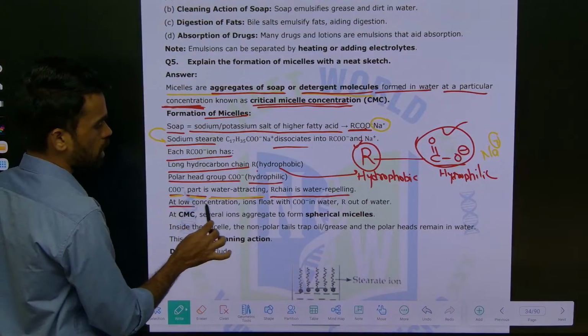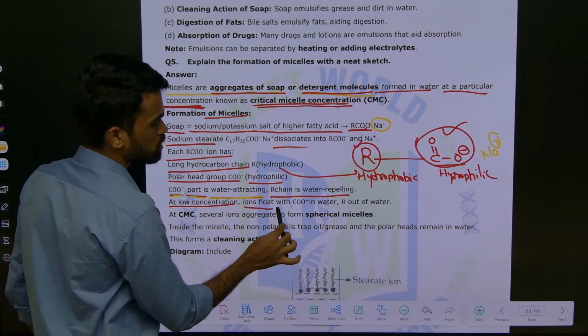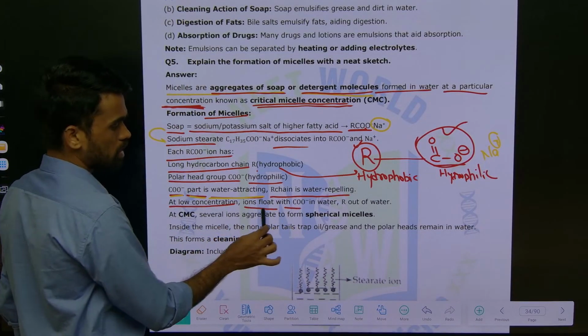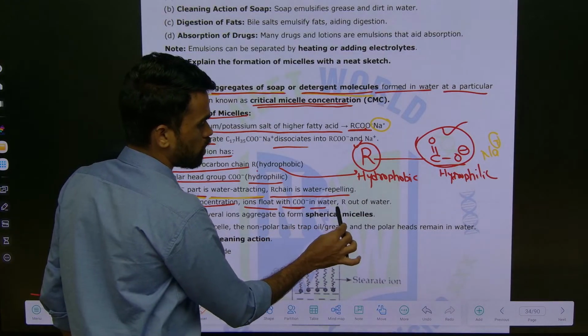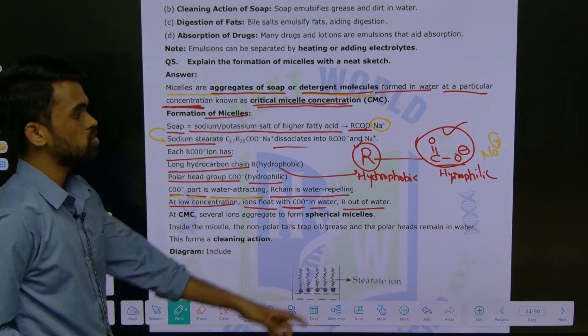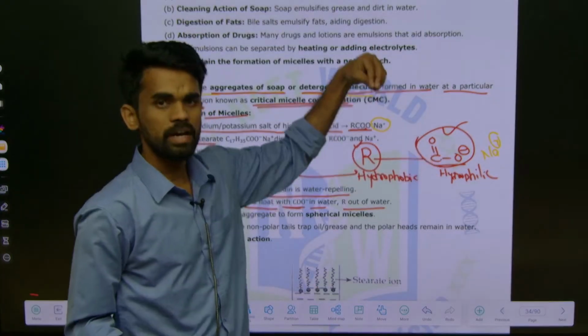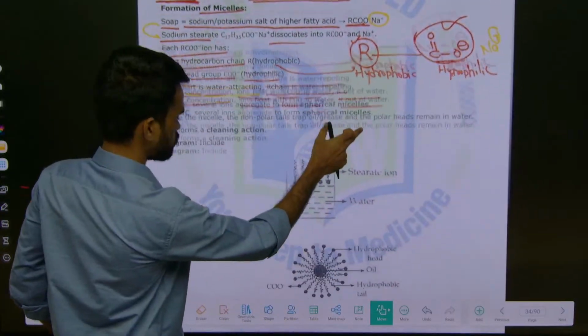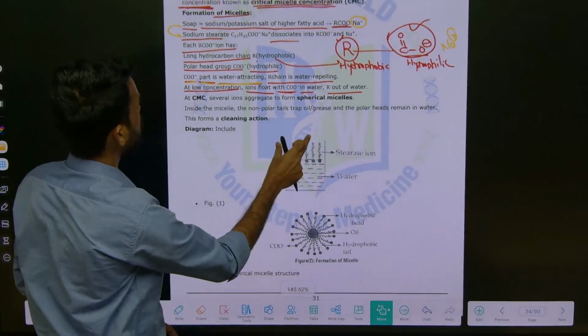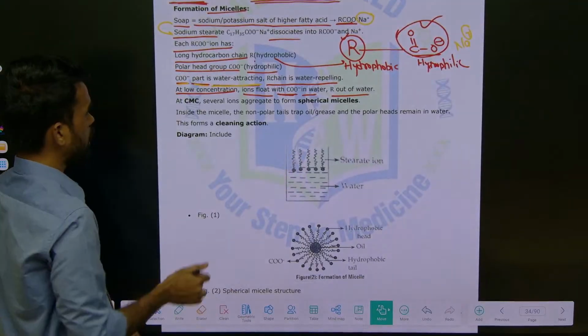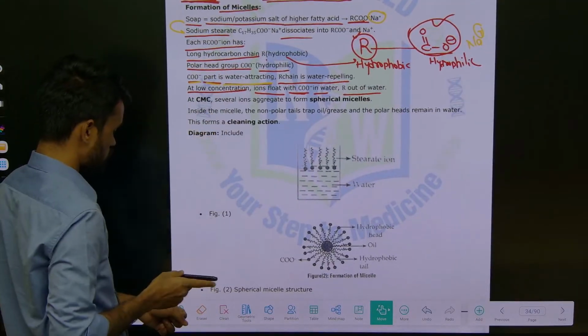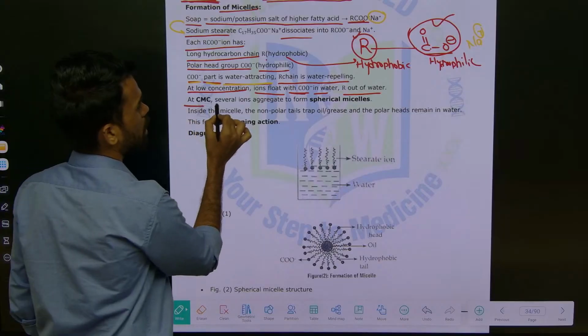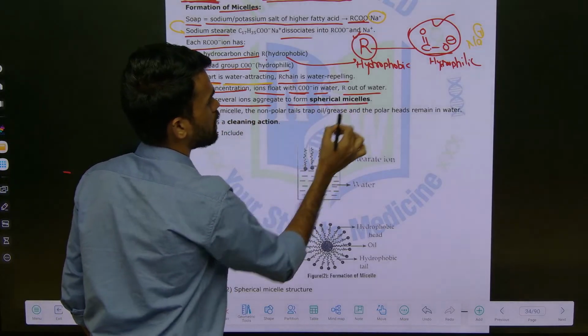At low concentrations, the carboxylate ion is in the water and R will be out of the water. So the head will be towards the water side, and the tail will be away from the water. Therefore we are going to get something like this. Let me show you. At critical micelle concentration, several ions aggregate to form spherical micelles.